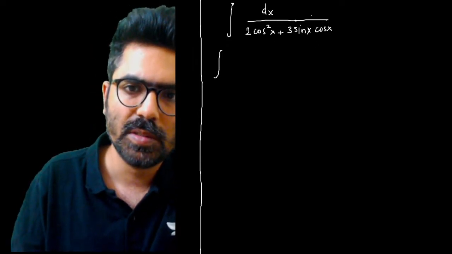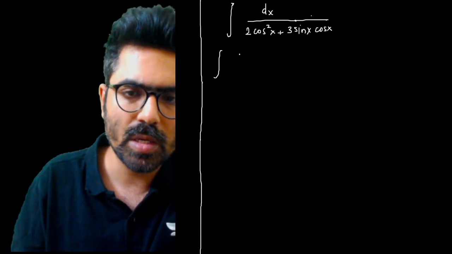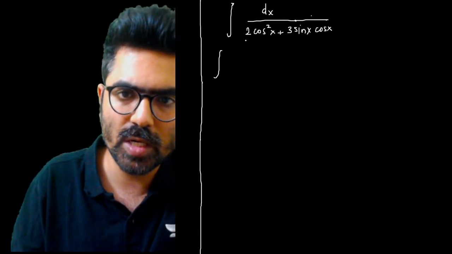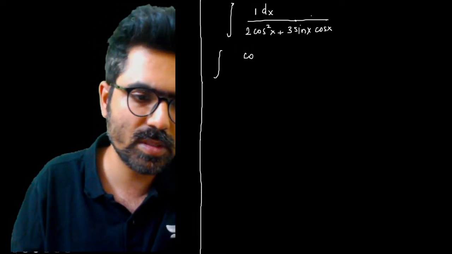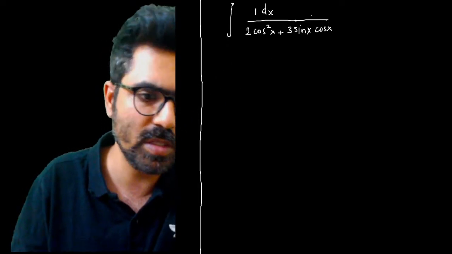Now in this, divide numerator and denominator with cos square x. So when you divide the numerator we have 1. So 1 upon cos square x is what? Sec square x. If you divide numerator and denominator with cos square x, we'll just write it over here.